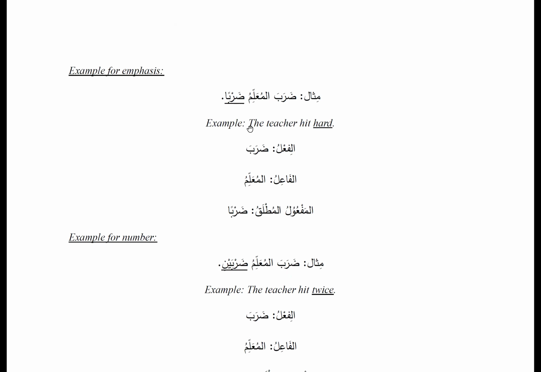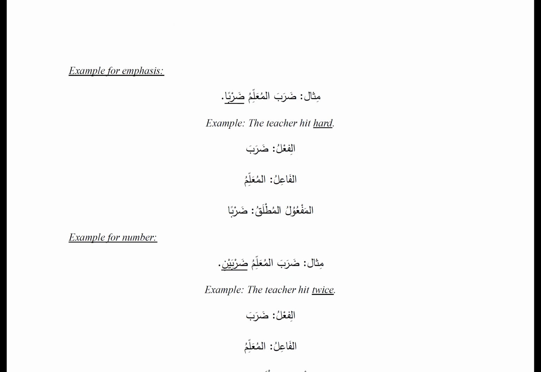Now this is brought here to show emphasis. If I just say daraba al-mu'allimu, it means the teacher hit. Now the listener will not know how the teacher hit. Was it hard? Was it soft? What was the nature of the hit? So when you say darban like that, it shows emphasis and it shows that the hitting was hard. So here al-fi'l, the verb, is daraba, al-mu'allimu is the fa'il, and darban is the al-maf'ul mutlaq.